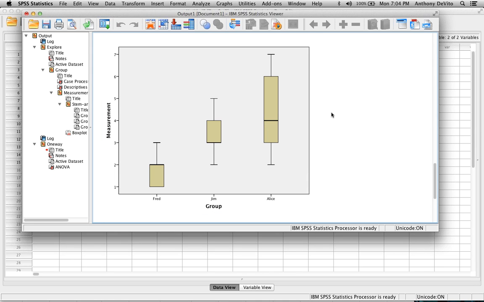Now that we've completed an analysis of variance and we know that there is some difference that we can demonstrate here statistically, we need now to do another test, a post hoc test. Post hoc meaning after the fact. So we need to do more tests here.